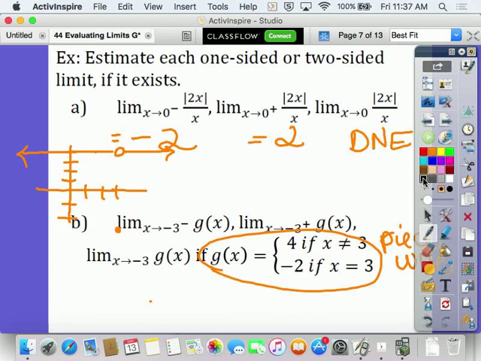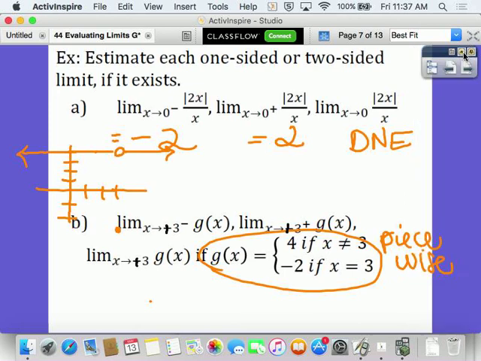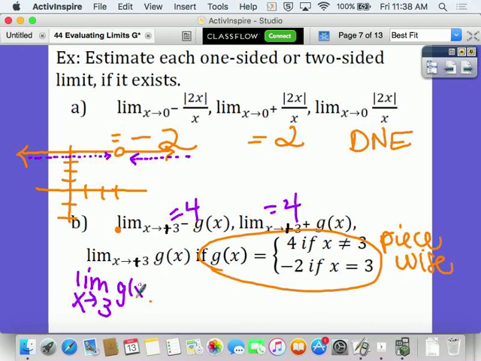we need to make a change real quick. All these should be 3s here. Make that change. As we're approaching 3 from the left-hand side, my y value is 4. As we approach 3 from the right-hand side, it is 4. So that means the limit as x approaches 3 in general is just 4, because they're equal.